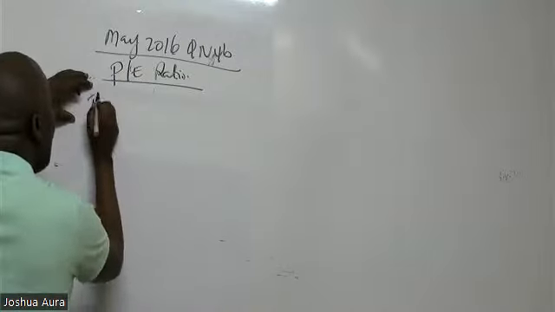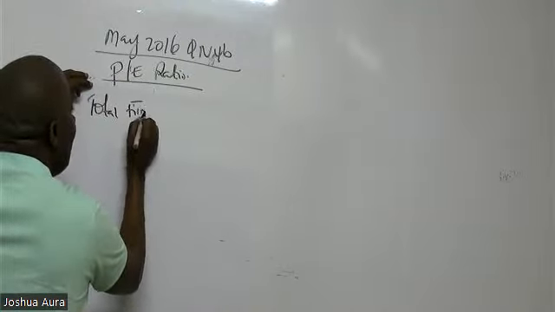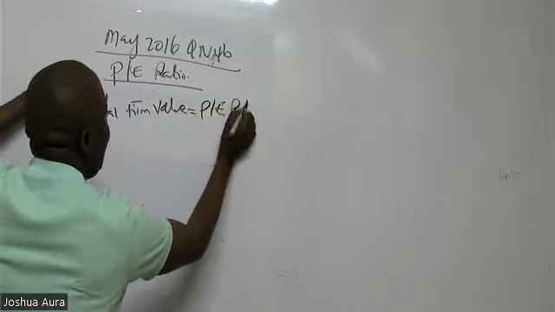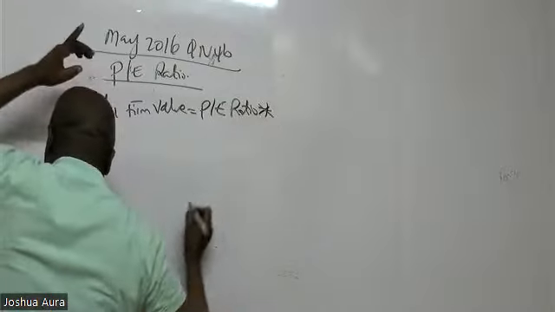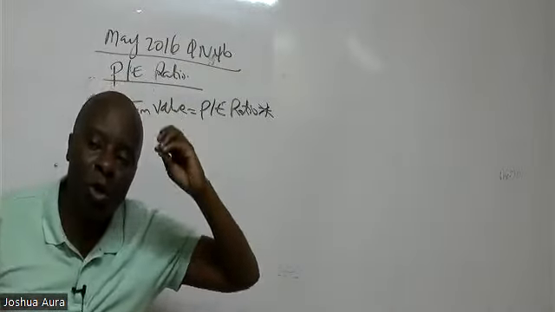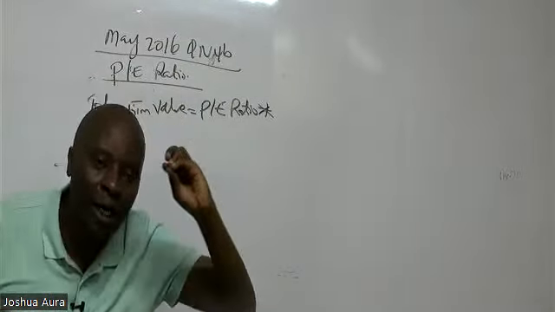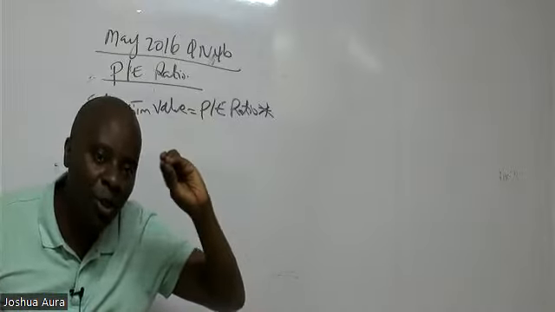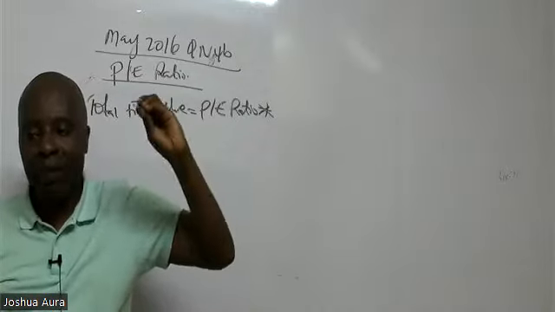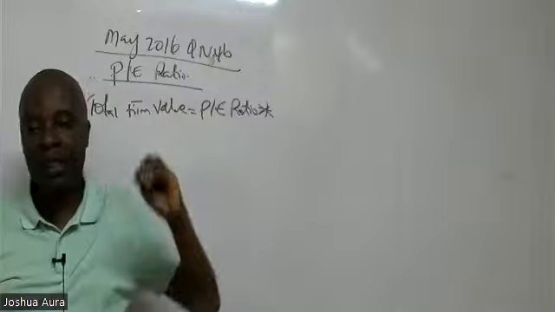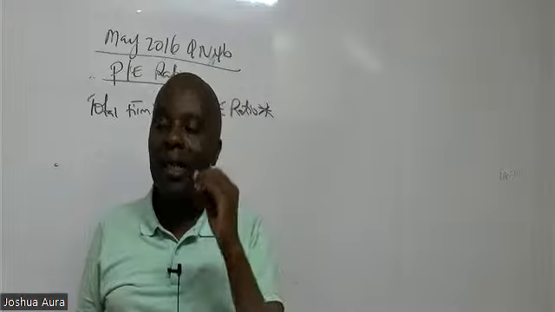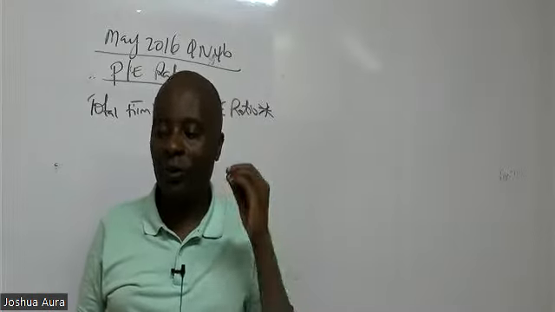We say the total firm value equals the PE ratio given times something. Anytime they want us to give them the total value of any organization using the PE ratio, I will take the PE ratio times something. What is this times something? Times earnings of the firm.